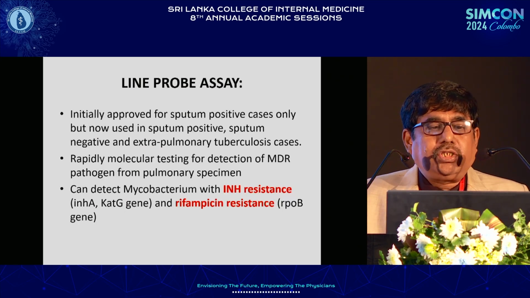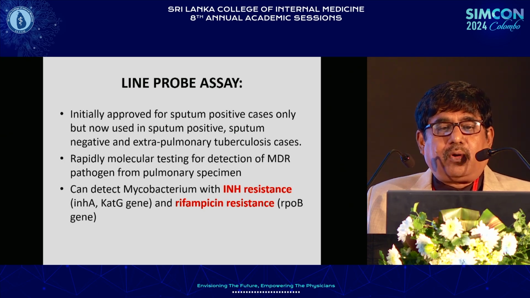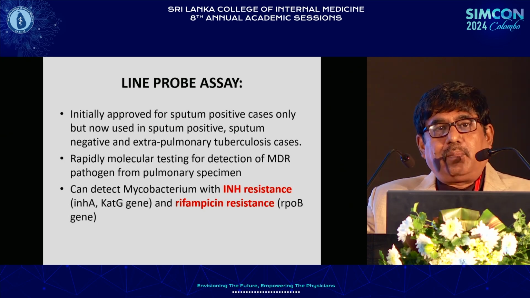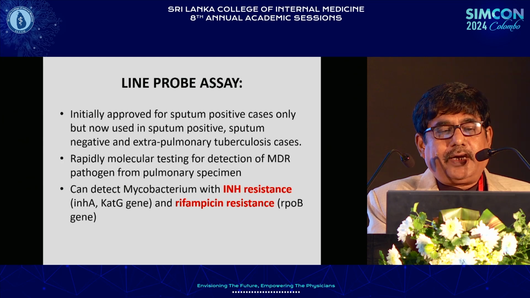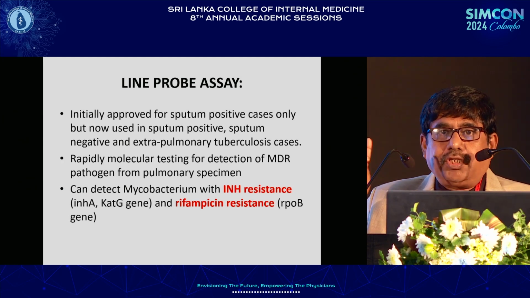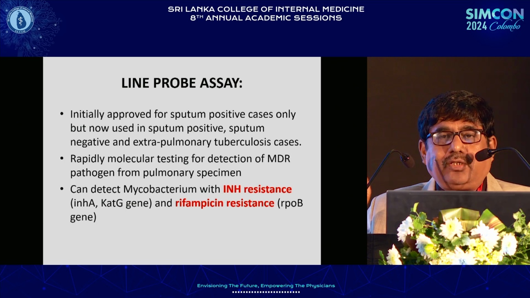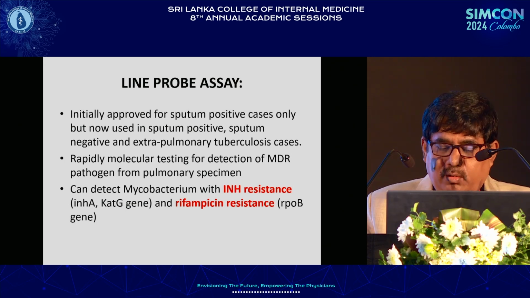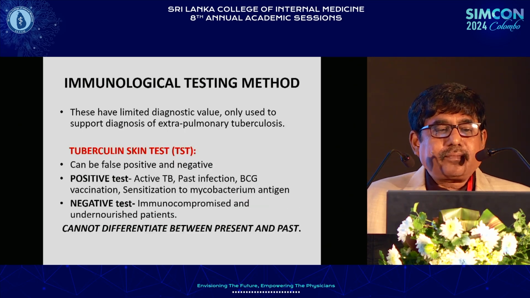Line probe assay was initially approved by the Government of India only for sputum-positive cases, but now it is approved for sputum-negative and even extrapulmonary tuberculosis. The advantage here is that you can detect two resistances: one is INH, one is rifampicin. But CBNAAT detects only one resistance, that is rifampicin.